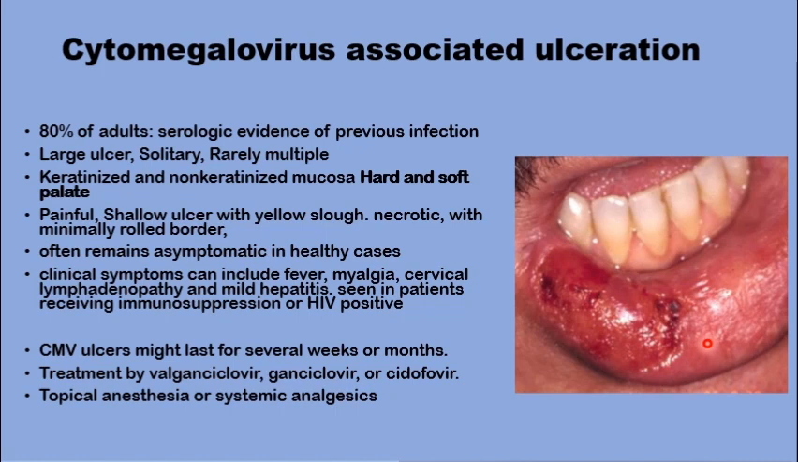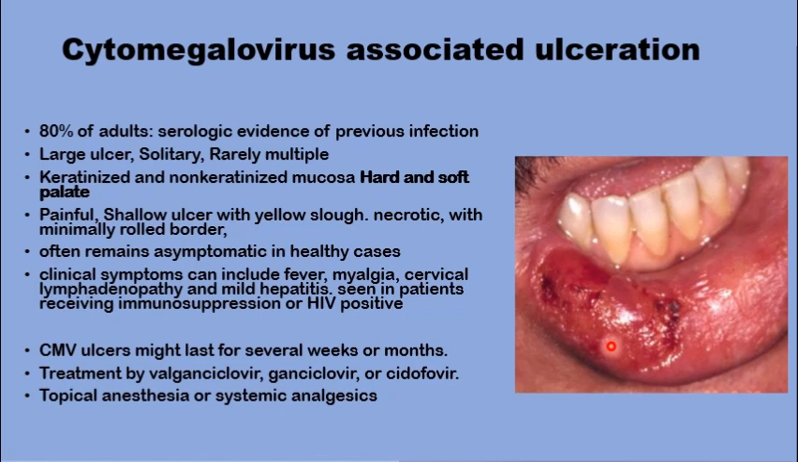The oral ulcers are usually large. They affect the keratinized and the non-keratinized areas, particularly of the palate and also the lips. They are painful and shallow ulcers with minimal rolling of the edge. The base of the ulcer is usually covered by a necrotic slough.